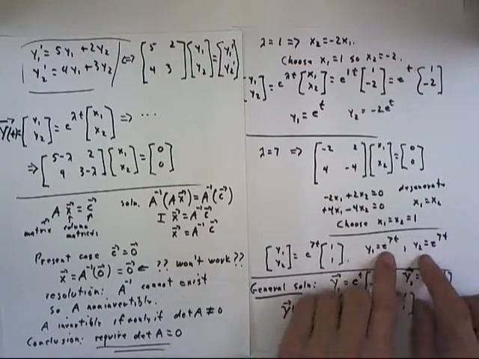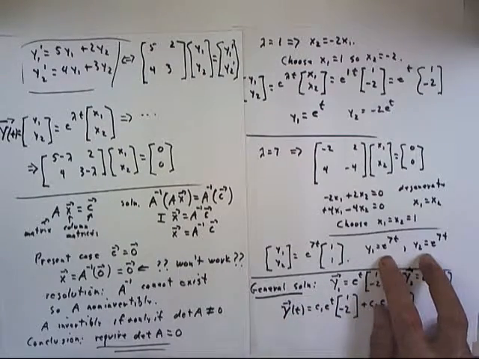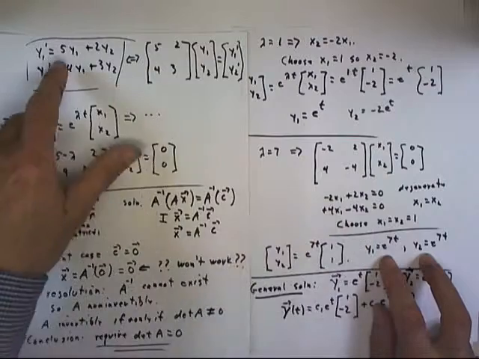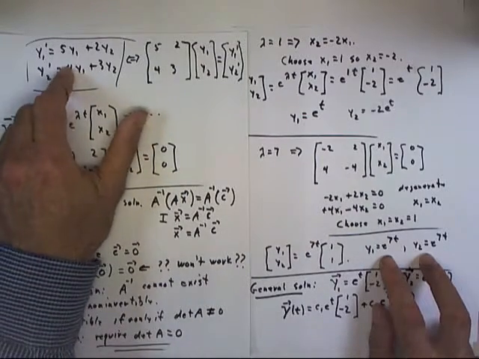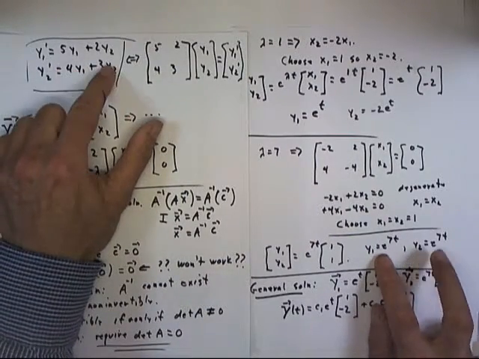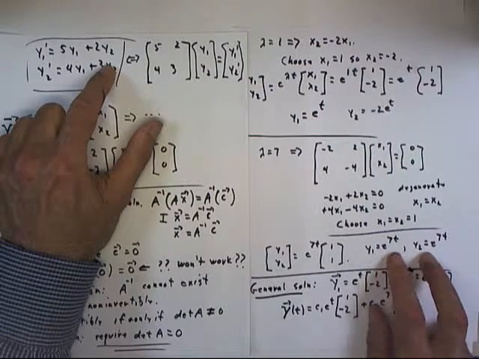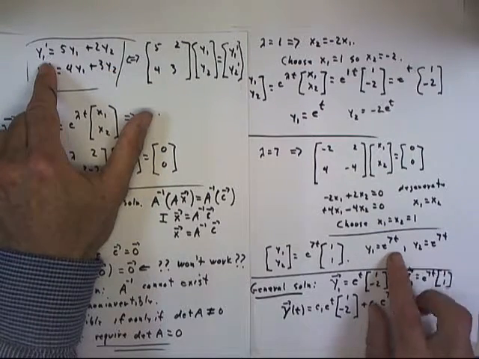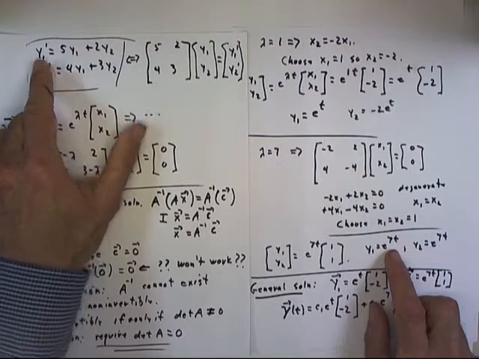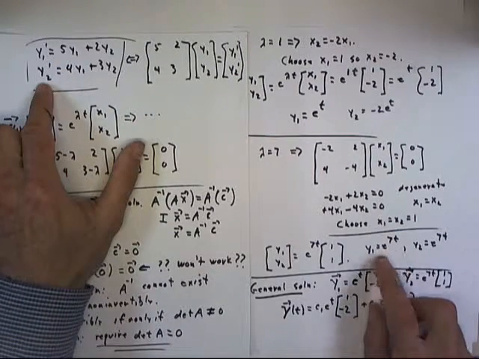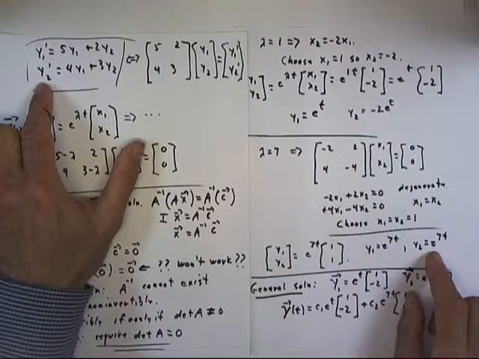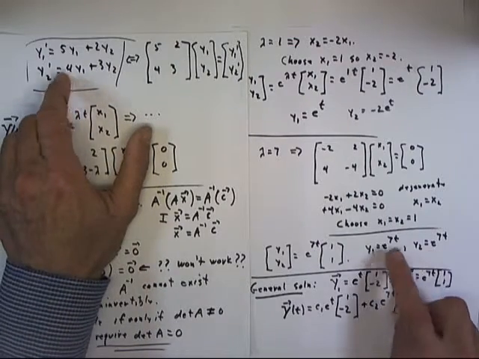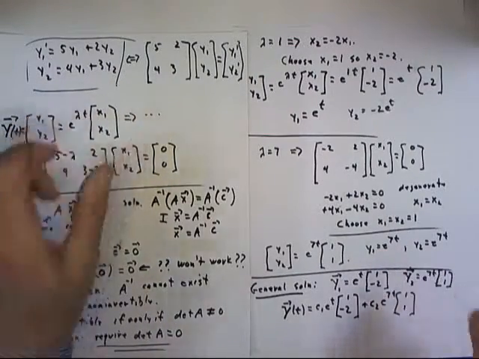And we can plug y1 and y2, these functions, into our original equations and easily see that if we do 5 times this and 2 times this, we get 7 times e to the 7t, and the derivative of y1 is 7 times e to the 7t. Similarly, the derivative of y2 would be 7e to the 7t, and that's what we'd get if we do 4 of these and 3 of these.